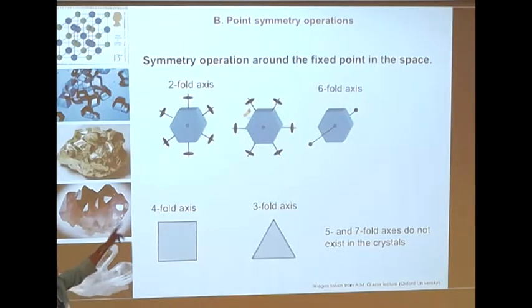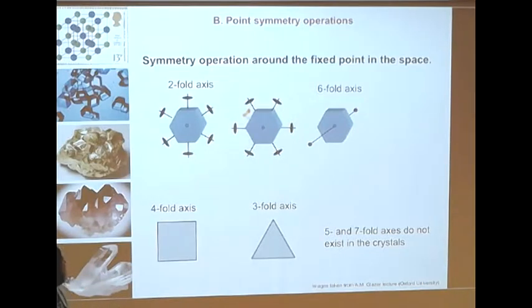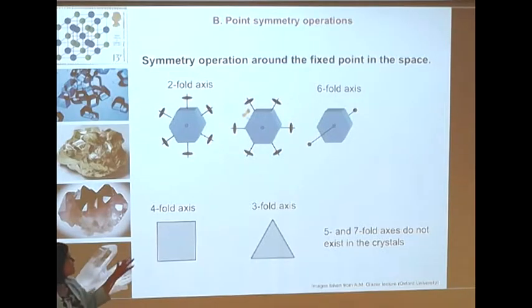So for the number of folds, we count 360 divided by some number, right? So two-fold, 360 divided by 2, six-fold by 6, four-fold will be by 4, so it's a 90-degree rotation, three-fold, 120. So in nature, in standard crystals, we don't have 5- and 7-fold axis symmetry, except in quasi-crystals, right? But it's a more complex structure, right?